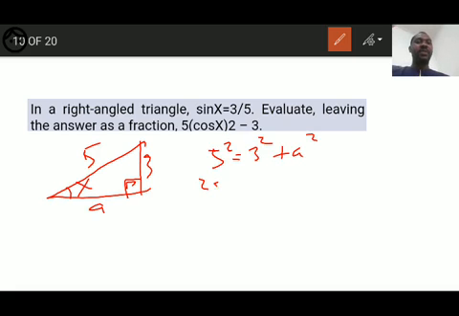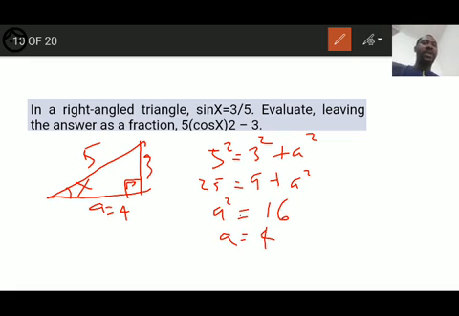So 5 squared is 25, is equal to 3 squared, which is 9, plus a squared. So if we subtract 25 minus 9, that is going to give us 16. So that means your a squared is equal to 16, so a is equal to 4. So our a is 4.